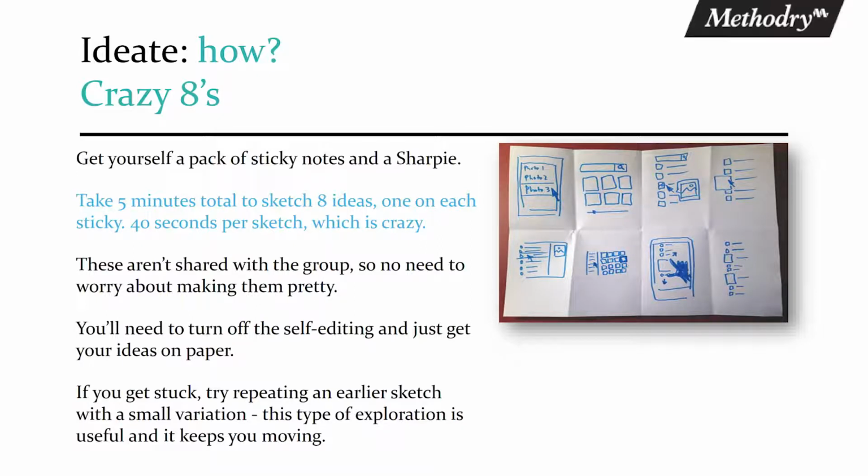We can also use a thing called Crazy Eights. Now there's a number of ways that you can do this. You can do it with sticky notes and Sharpies. You can do it with a piece of paper folded 3 times, so you end up with 8 panels on it. But basically what we want you to do is put yourself under some time pressure. We want to give you 5 minutes total to sketch 8 ideas, 1 on each sticky note or 1 on each panel of the paper. 40 seconds per sketch sounds a bit crazy, but we're actually trying to put you under time pressure on purpose. We want you to turn off your self-editing and just get your ideas down on paper and see what happens. If at any point you get stuck, we want you to try to make some sort of an iteration to an earlier sketch so that you can explore it a little bit further.